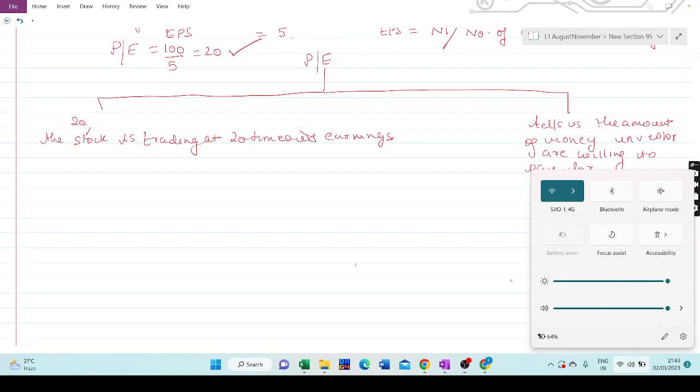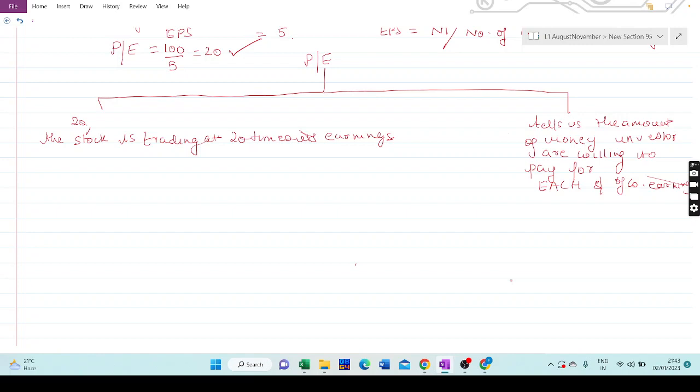Sir, please repeat the second one once more. So basically, if the PE ratio of the stock is 20, that means investors are willing to pay $20 to receive $1 of company's earnings. So the second interpretation is that the PE ratio tells us the amount of money investors are willing to pay for each dollar of company's earnings. Okay? Yes sir.